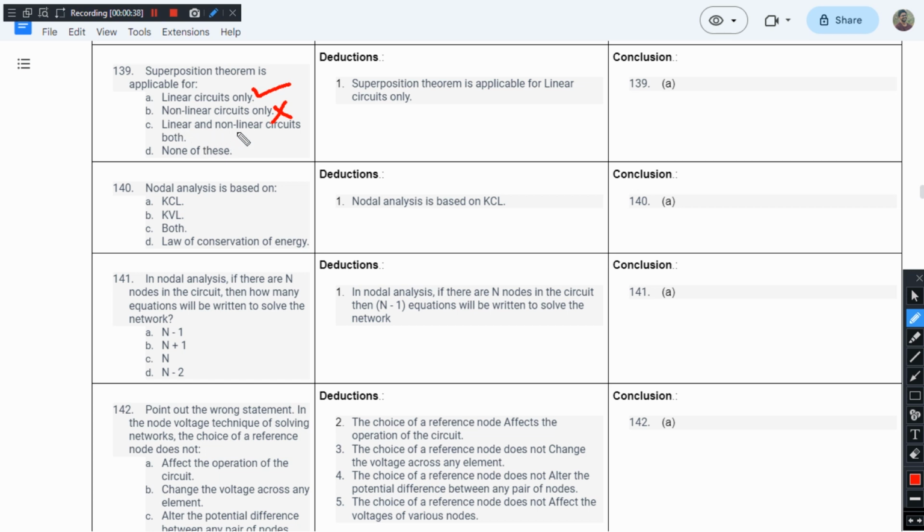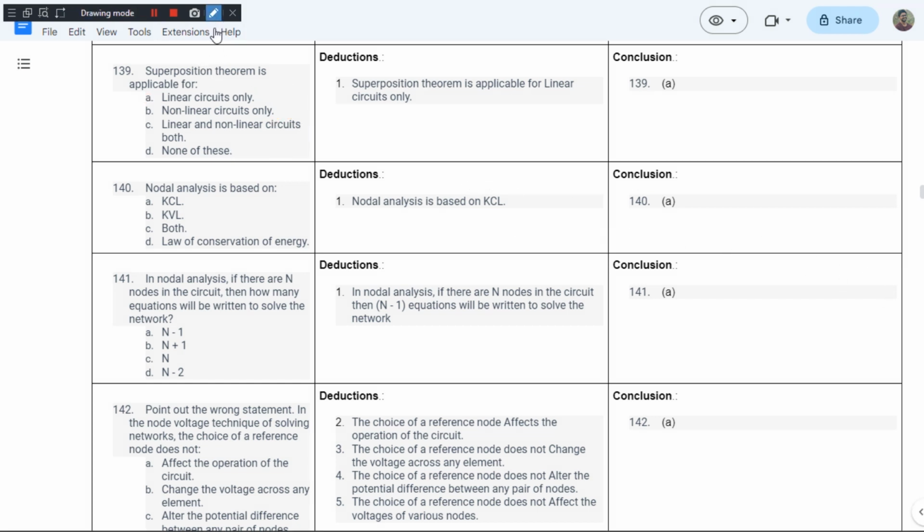And the option C says both linear and non-linear. Here we have ruled out the possibility of non-linear circuits being compatible for superposition theorem. So this option will also get eliminated. Since we have established the fact that option A could be the right answer, option D cannot be the right answer because it says none of these. So option A is the right answer for this question. That is, superposition theorem is applicable for linear circuits only. It cannot be applied to nonlinear circuits.